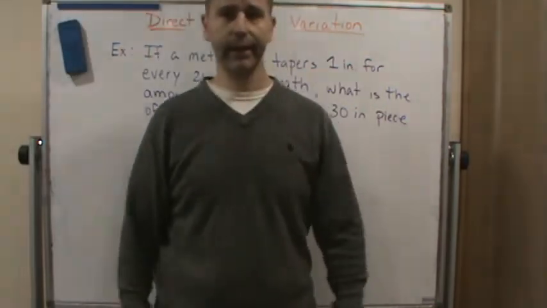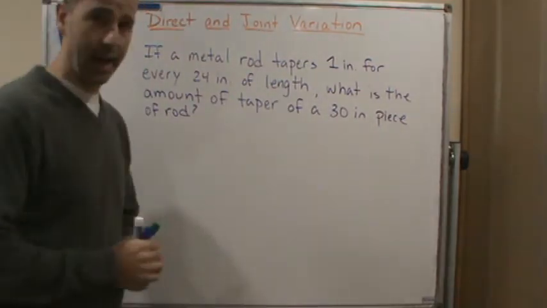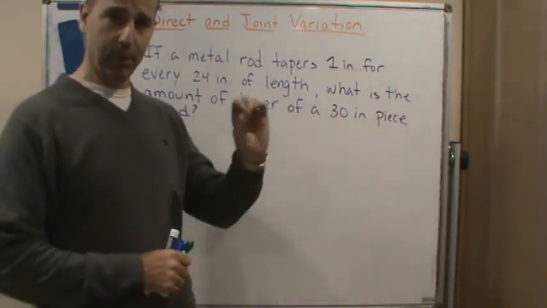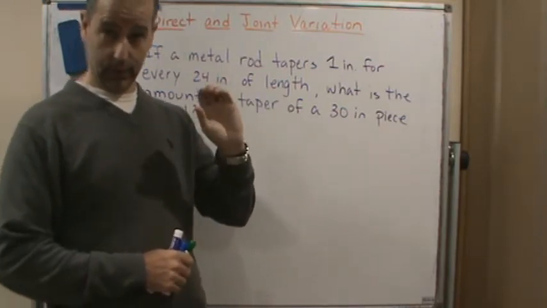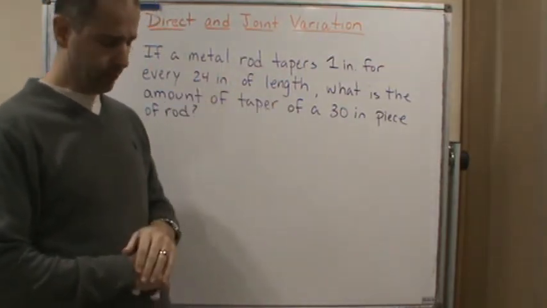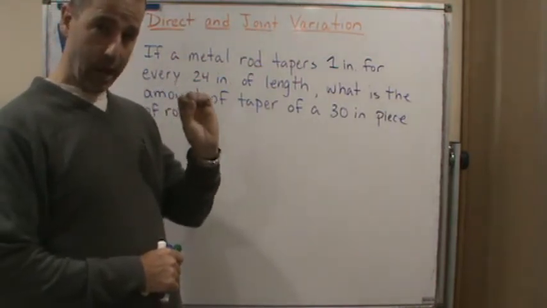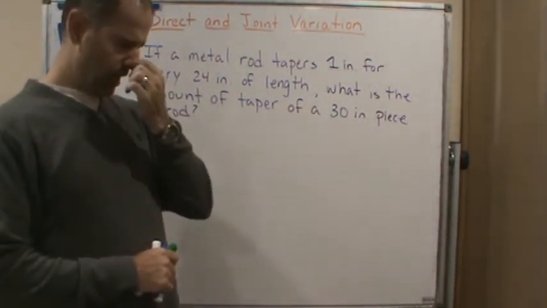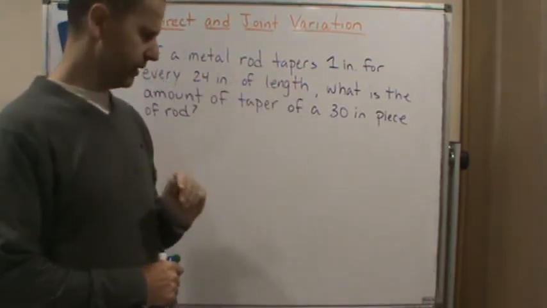Okay, so welcome back, and here's another example. So here we have a metal rod, and the metal rod tapers at a certain rate, or at a certain angle, let's say. So that means that the rod is getting thinner as you go down from one end of the rod to the other. That's what it means to taper.